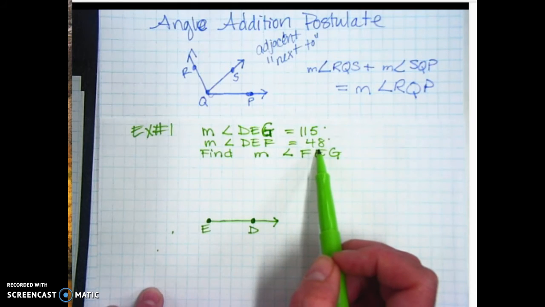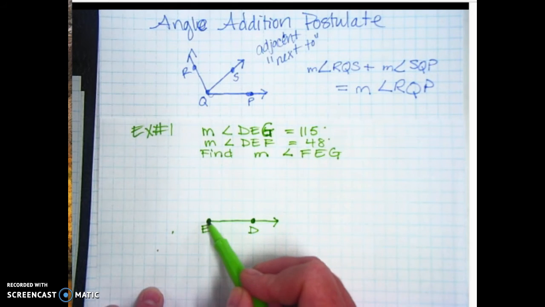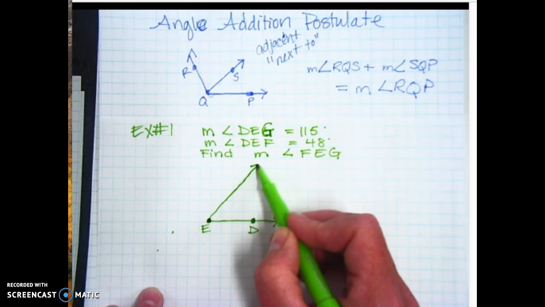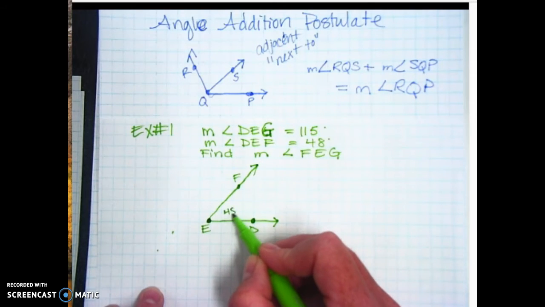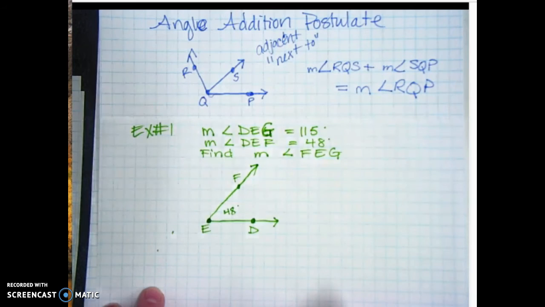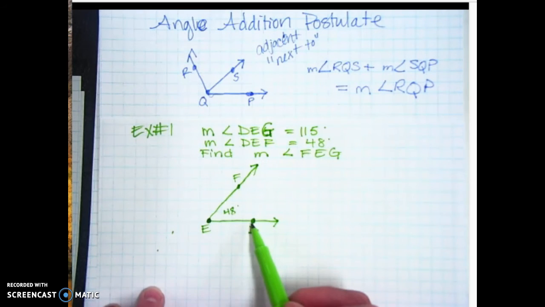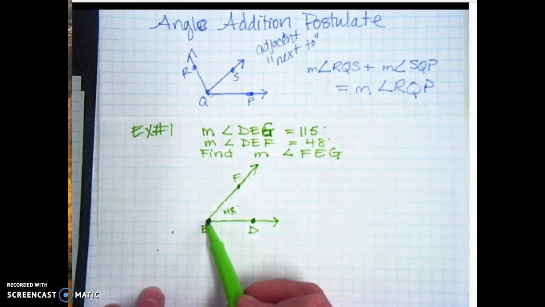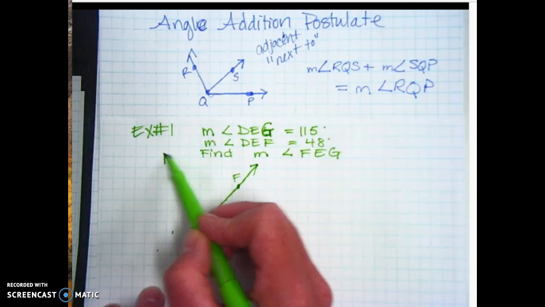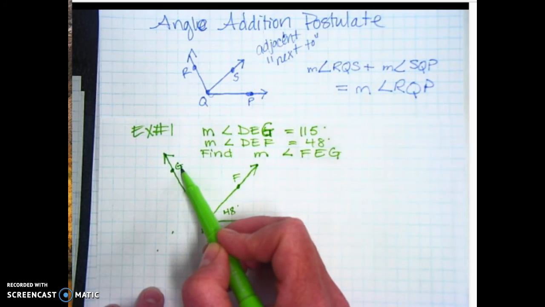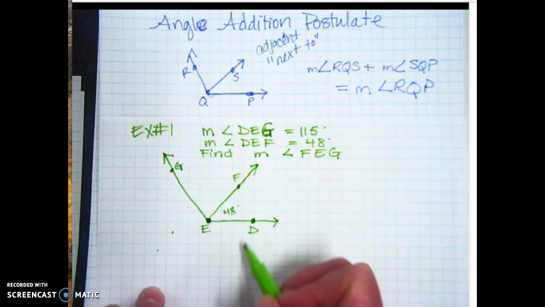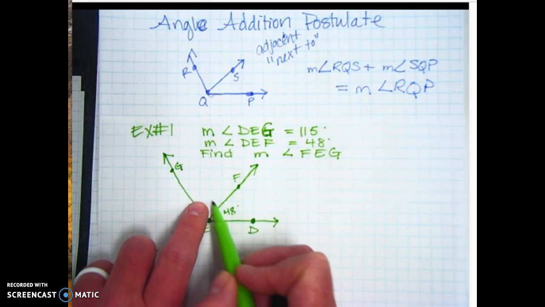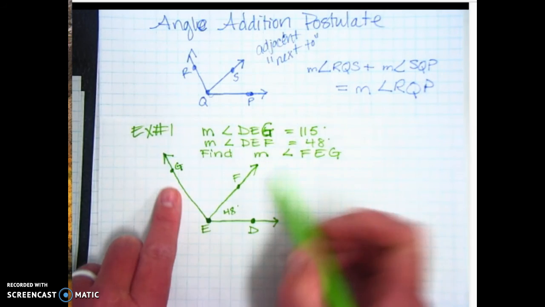Now, I know that DEF is 48, so here's D, E. I'll put F here, and we'll put a little 48 degrees in there. Now I've also got DEG, so here's DE. I'm going to put G over here so that it's about 115 degrees. Now, I'm not going to put 115 here because that would only be angle FEG, which is what I want to find.